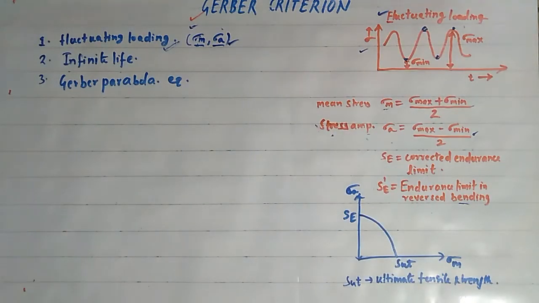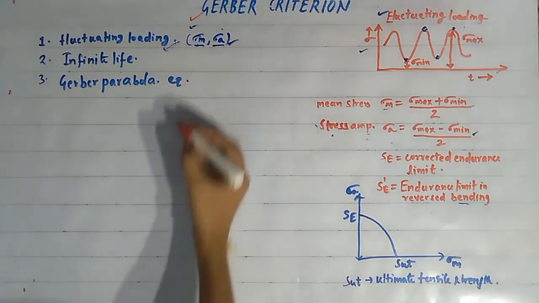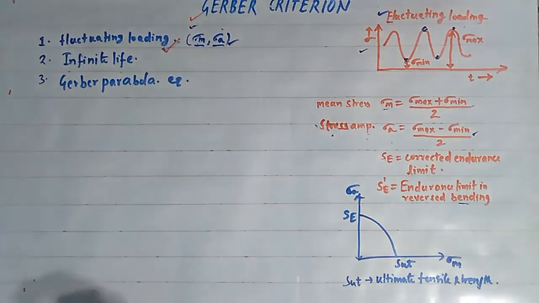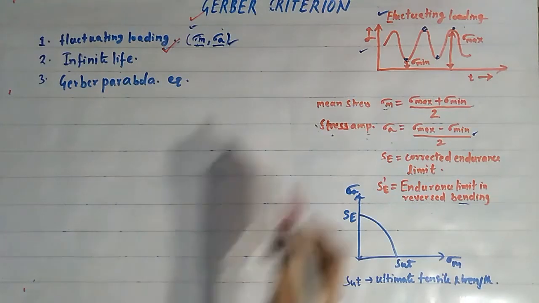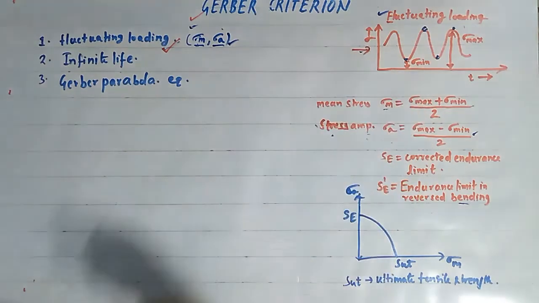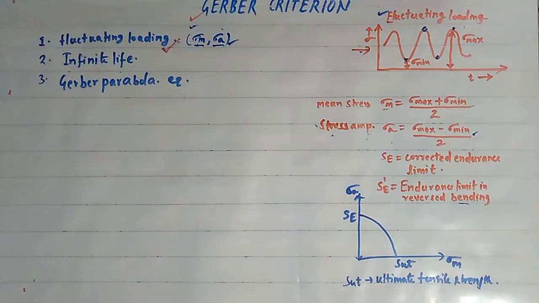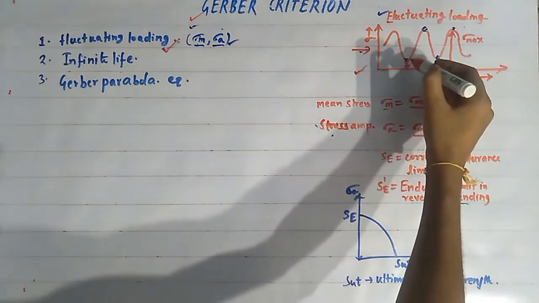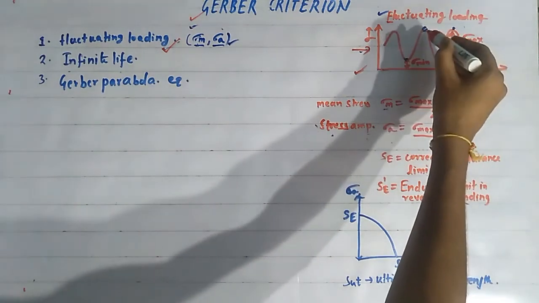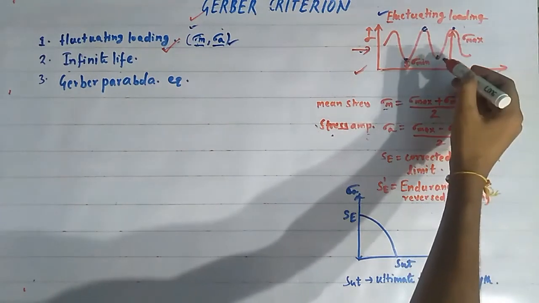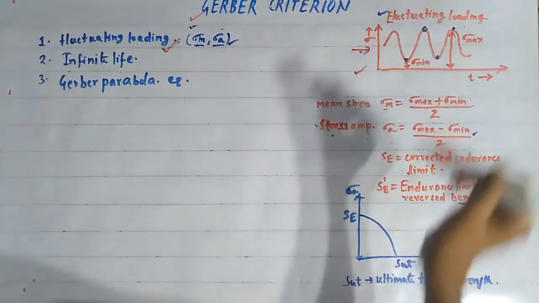Friends, the first thing that we should remember is that this criteria of failure is valid for fluctuating loading condition. That is when the loading is varying like this, that is shown in the right side of the screen. This is the figure for the fluctuating loading condition. In this figure, the stress is varying from certain minimum value and going to certain maximum value, and again going to certain minimum value, and again going to certain maximum value.